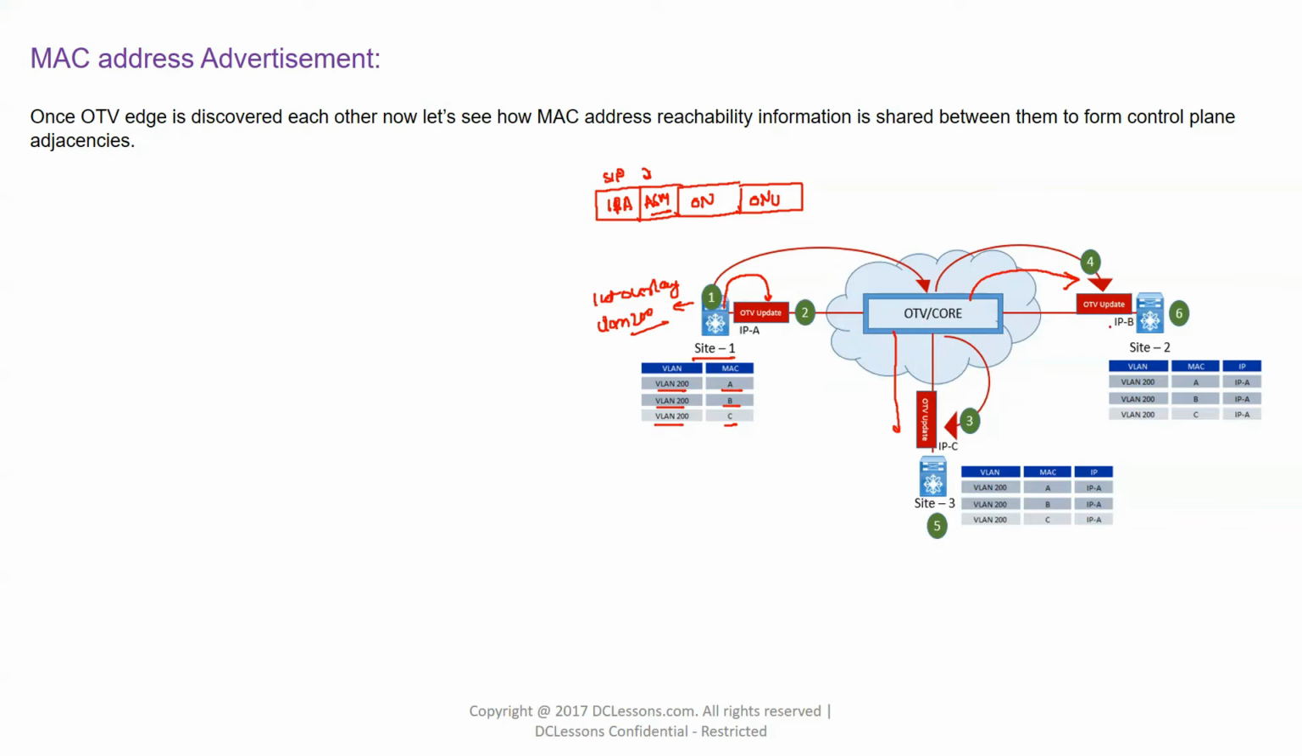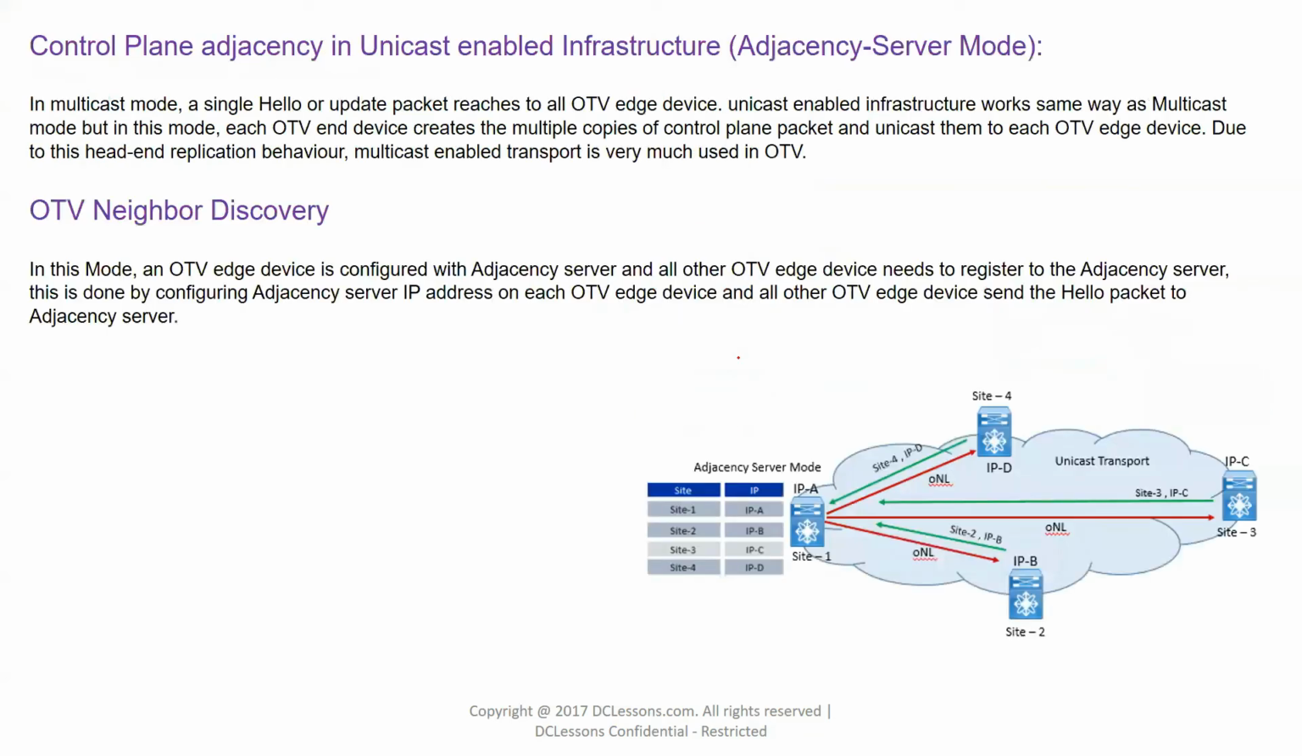Now once the OTV update is received at site 2 and site 3, it will be decapsulated, and the edge device will install this information that, okay, at VLAN 200, if I have to reach MAC A, I have to go to IPA, and IPA is site 1 edge device. Likewise, in site 2, if I have to go to MAC B, I have to go to IPA, and IPA is the edge device join interface IP address. So this is how the neighborship discovery and the control plane MAC address advertisement is done in the multicast infrastructure. Now let's see how the control plane advertisement in a unicast enabled infrastructure is done.